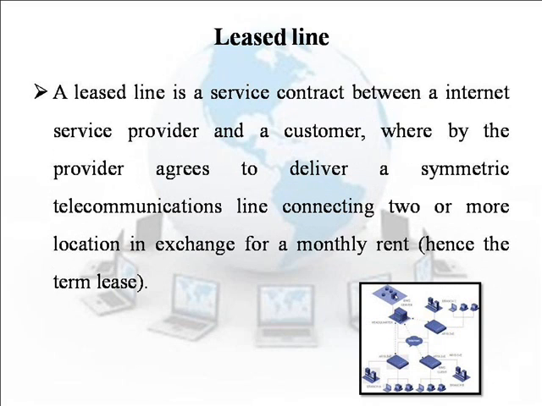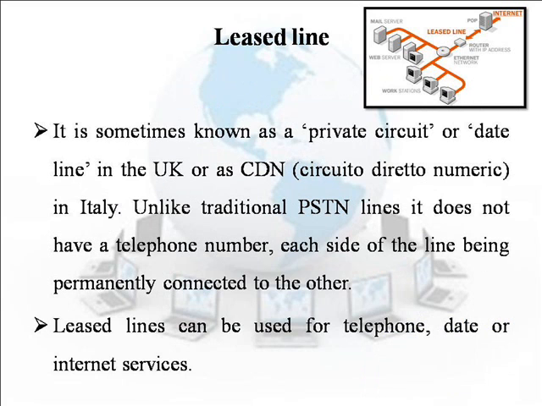Leased line. A leased line is a service contract between an internet service provider and a customer, whereby the provider agrees to deliver a symmetric telecommunications line connecting two or more locations in exchange for a monthly rent. It is sometimes known as a private circuit or datalink in the UK or as CDN in Italy. Unlike traditional PSTN lines, it does not have a telephone number, each side of the line being permanently connected to the other. Leased lines can be used for telephone, data or internet services.